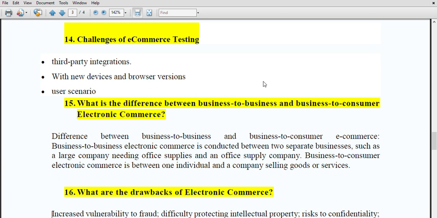Then the next question is, what are the drawbacks of electronic commerce? So the drawbacks of electronic commerce are vulnerability to fraud, then difficulty in protecting intellectual property, then confidentiality, taxation, regulation, credit card fraud, security, trust problems. These are some drawbacks of electronic commerce.